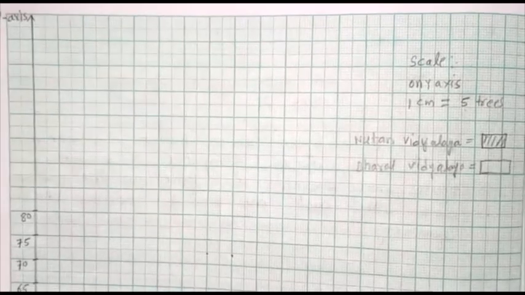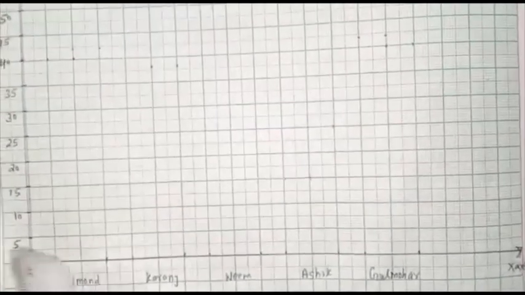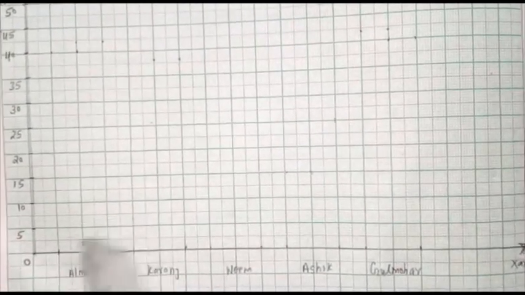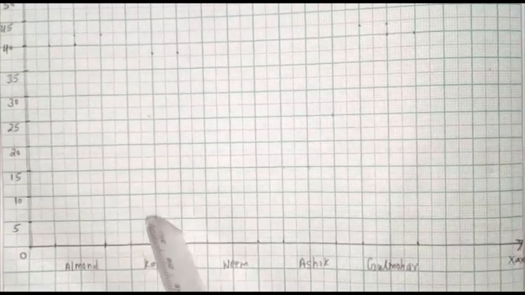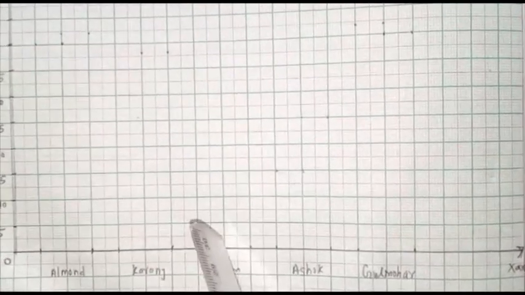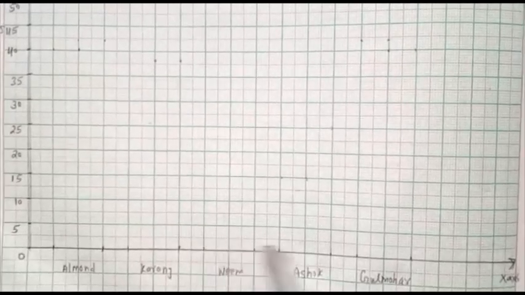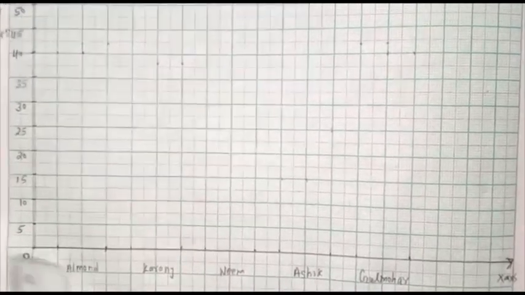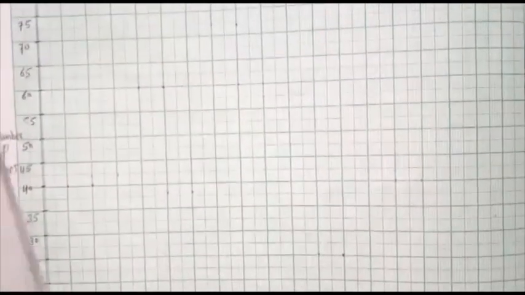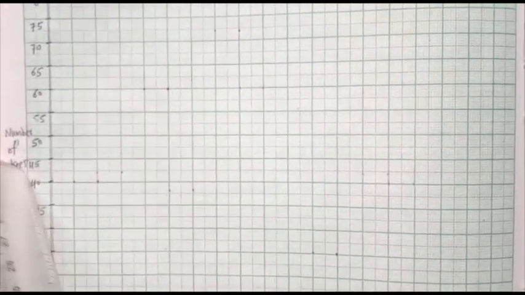First we have to draw the x-axis and the y-axis. On the x-axis, take 2 boxes for almond tree, next leave 1 box, again currant, next take 2 boxes for the neem tree, leave 1 box. Similarly we have to draw on the x-axis. Now on the y-axis we have to write number of trees.